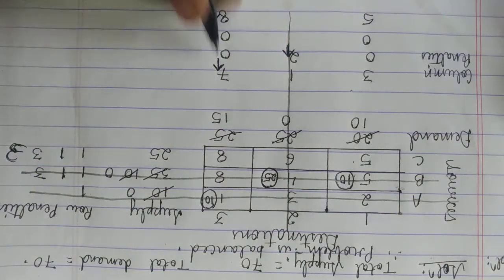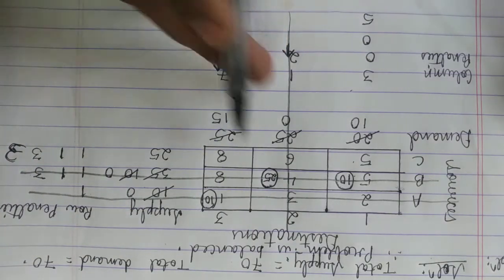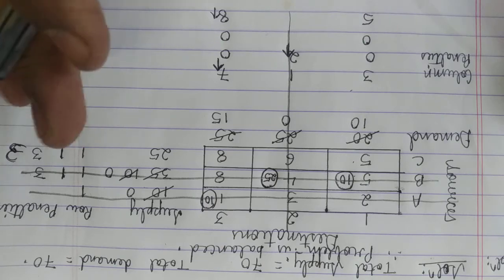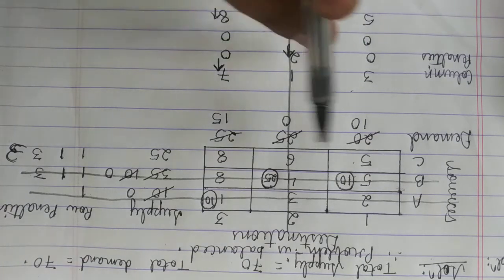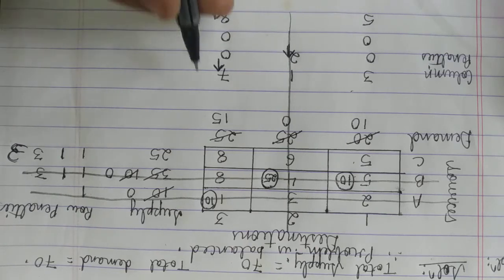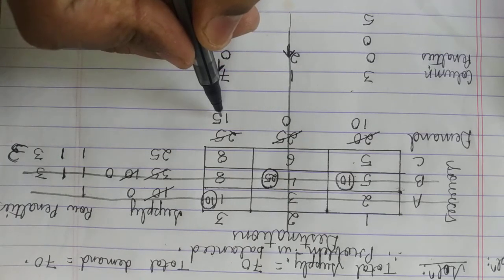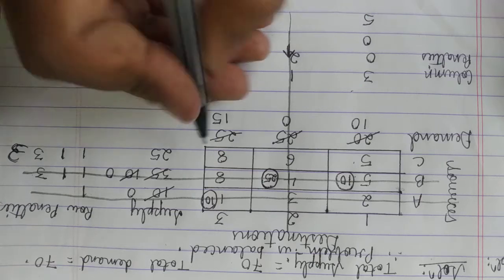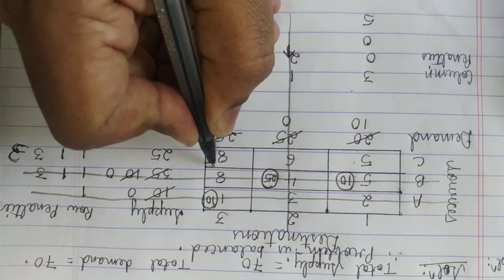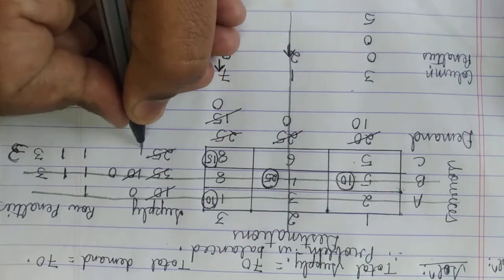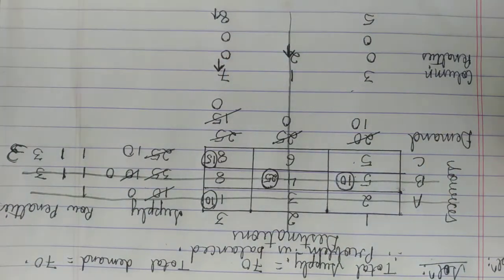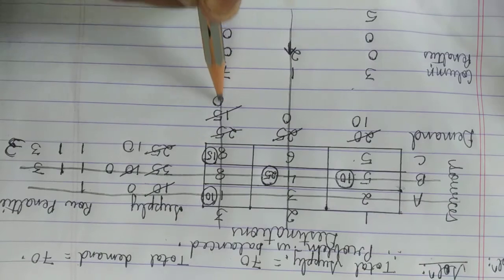See, if there is only one element, just copy it. The second least element, consider it as 0. So 8 and 0, difference is 8. 5 and 0, difference is 5. So now 15 is the demand, remaining 25 is the supply, allocate 15. So this is 0, this is 10. Once anything becomes 0, cancel it out.